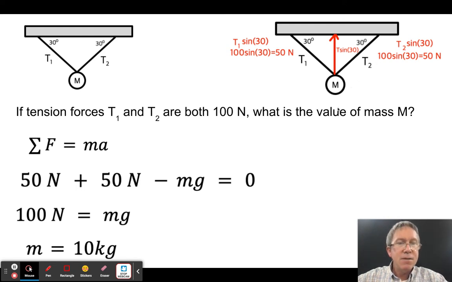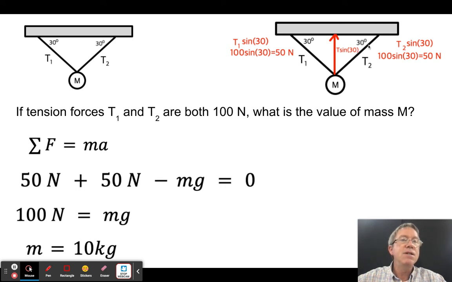Mass m pulling downwards with mg. So therefore, there must be a net mg total upwards, right? So the net upward component of these two tension forces has to sum to mg down. So what I would do then is I'd say, all right, let's see what component of this 100 newtons is lifting up for this one here.